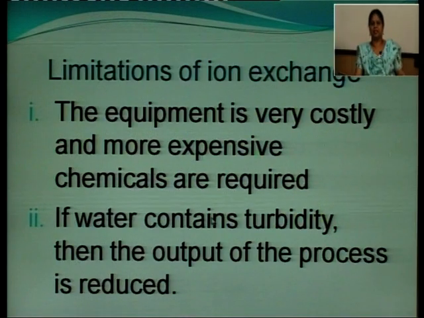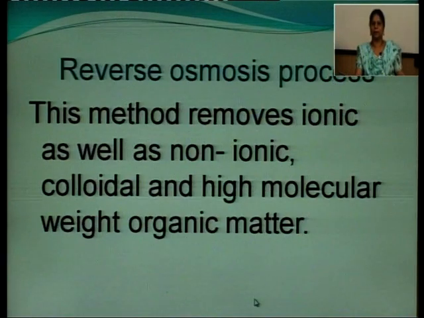The main limitation or drawback of this process is that the equipment which we use is very expensive, and the chemicals which we require are also very costly. No doubt we can regenerate them, but the initial cost is very high. Further, if the water contains turbidity, then the output of the process is reduced. Naturally, the turbid water will clog the resins and make them unfit for further use.